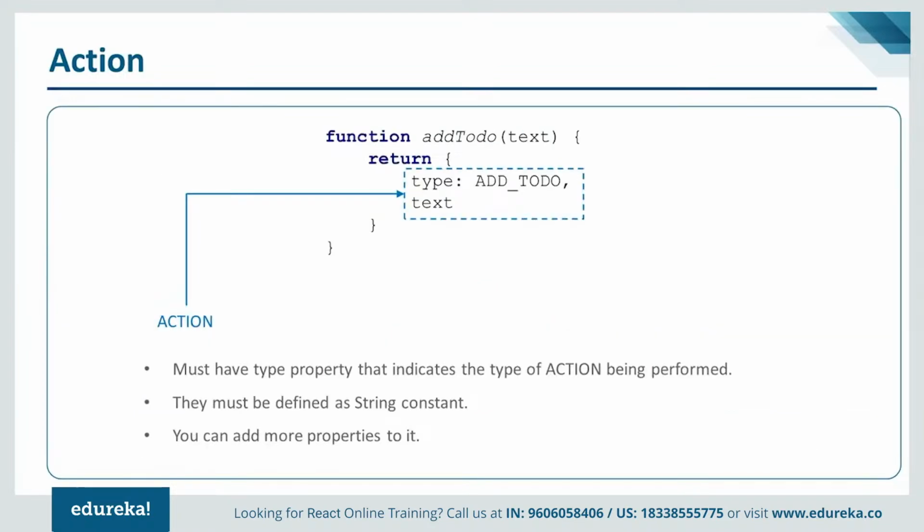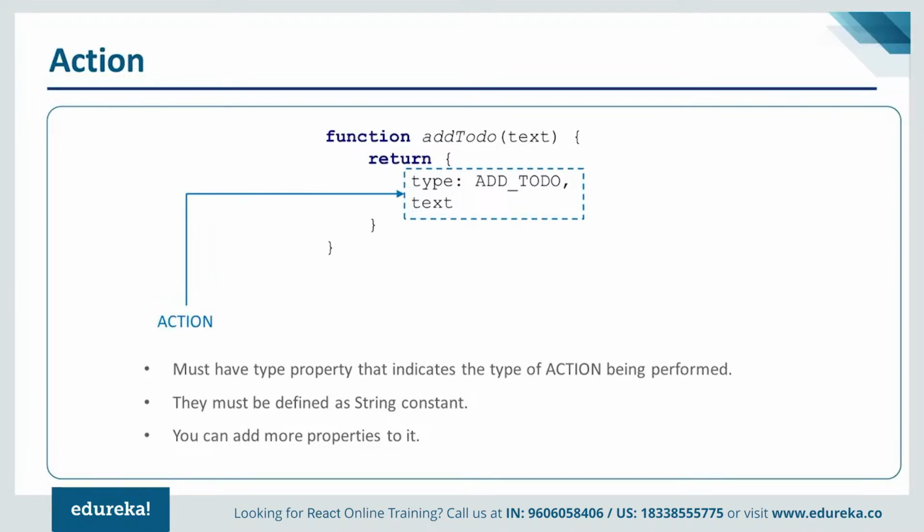Now as you can see here, this is the action. This is how we specify the action in Redux code, that we have to specify the type and what it will return. So this is a function add2 which is taking input as text and it is returning something. First of all, action must have a type property that indicates the type of action being performed. As you can see on the screen, the type of action to be performed is add_to_do. The second thing is they must be defined as a string constant.